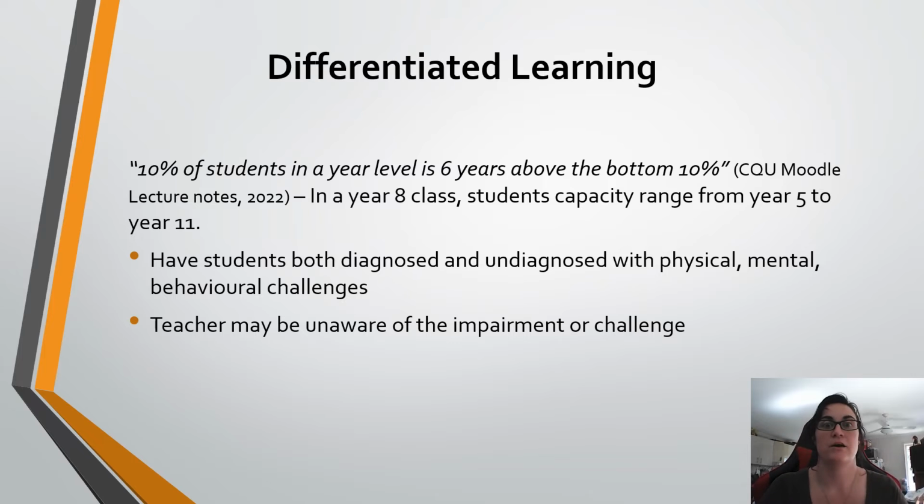So, differentiated learning. In your classroom, you're going to have a range of abilities. Apparently 10% of students in a year level is 6 years above the bottom 10%. So in a year 8 class, you're going to have students' capacity range from a year 5 to a year 11, which is massive. And that's not even considering students with different physical, mental, and behavioural challenges.